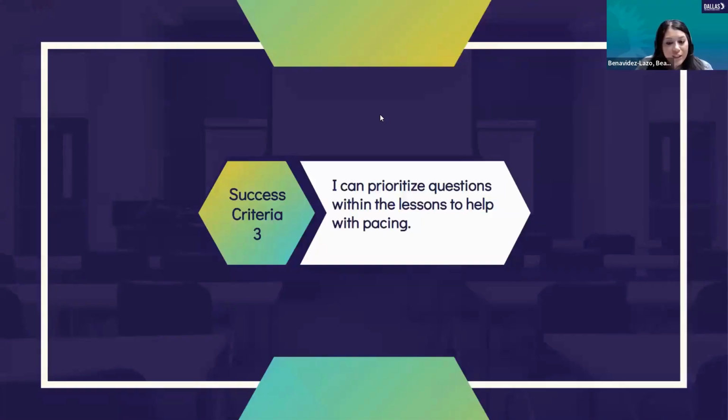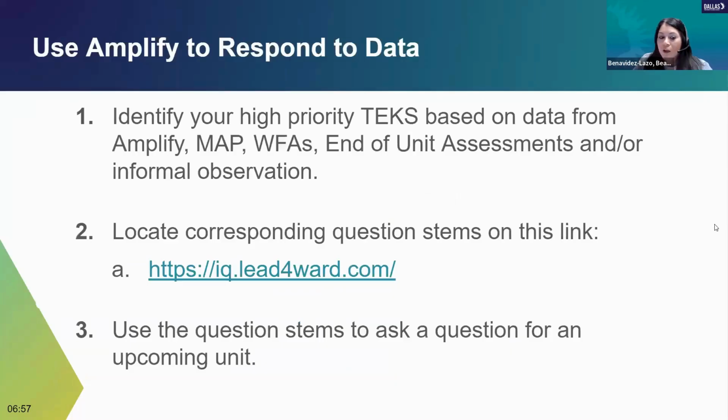All right, so for success criteria 3, I can prioritize questions within the lessons to help with pacing. And so here's where we talk about how Amplify is responding to data. So we have taken MAP middle of year. You have your unit assessments from Amplify. You have the WFAs. And then I think recently we did Star Simulator, or some of y'all are in the process of doing Star Simulator.